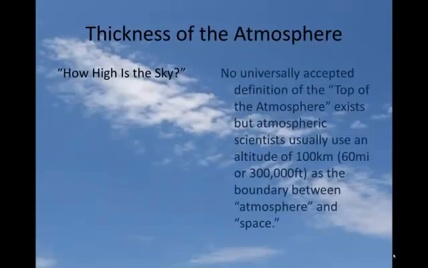For our planet, the general rule of thumb is that the top of our atmosphere ends about 60 miles above the Earth's surface, or about 100 kilometers, or if you want to think about things in terms of feet, it's a little over 300,000 feet above the Earth's surface. So that's where the boundary between the atmosphere and space begins.